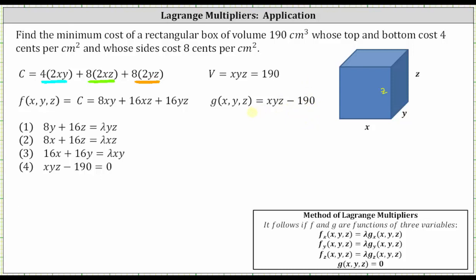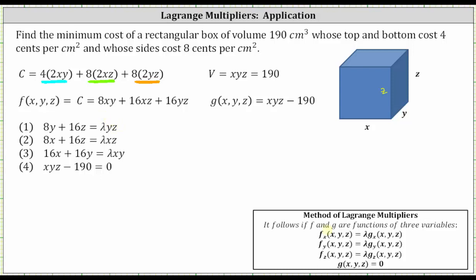And now to solve using Lagrange multipliers, we need to set up the system of equations shown here below using the partial derivatives as well as the constraint. Our first equation is the partial of f with respect to x equals lambda times the partial of g with respect to x. To find the partial of f with respect to x, we differentiate with respect to x, treating both y and z as constants. The partial of f with respect to x is 8y plus 16z plus 0, or just 8y plus 16z. And this is equal to lambda times the partial of g with respect to x. To find the partial of g with respect to x, we differentiate g with respect to x, treating y and z as constants, which gives us yz minus 0, or just yz.